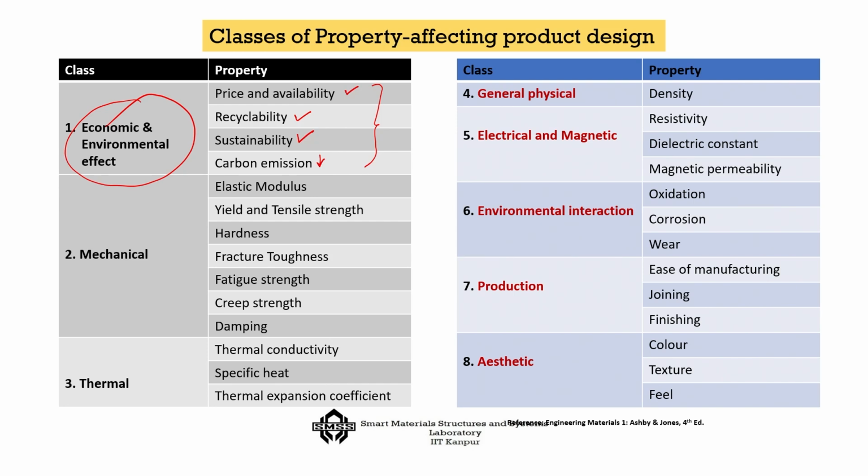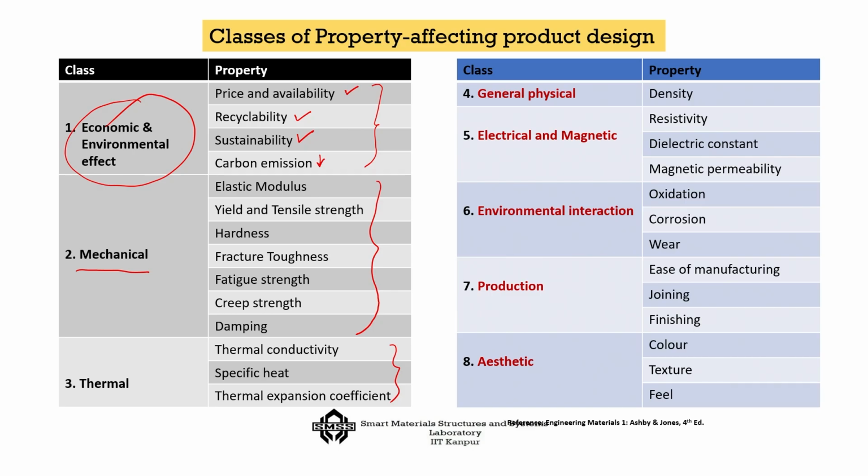Then the second group comes, which we will be focusing on today, that is the elastic modulus, all sorts of mechanical properties of a material. For example, elastic modulus, yield and tensile strength, hardness, fracture toughness, fatigue strength, creep strength, damping, just to name a few. These are by no means inclusive of everything, but these are some of the important properties, just examples of it. And then we come to the other part, which is the thermal part. So, thermal properties may be thermal conductivity, specific heat, thermal expansion coefficients, etc.